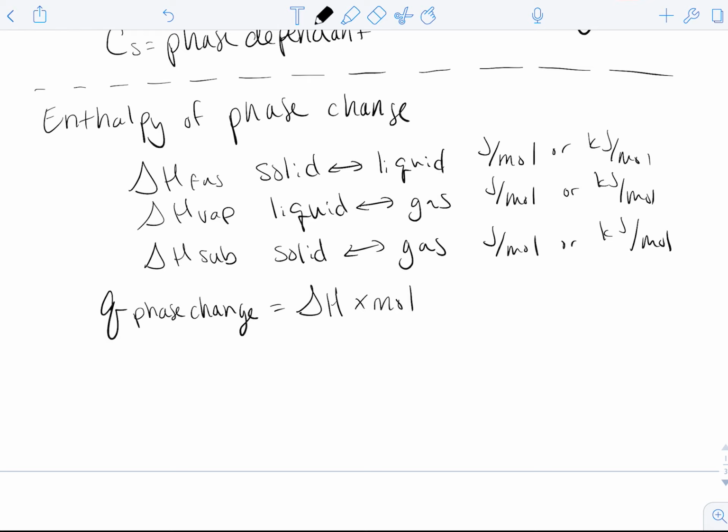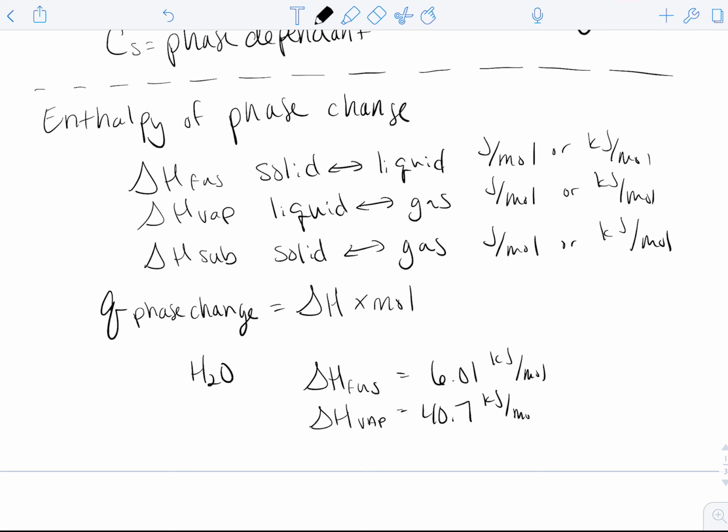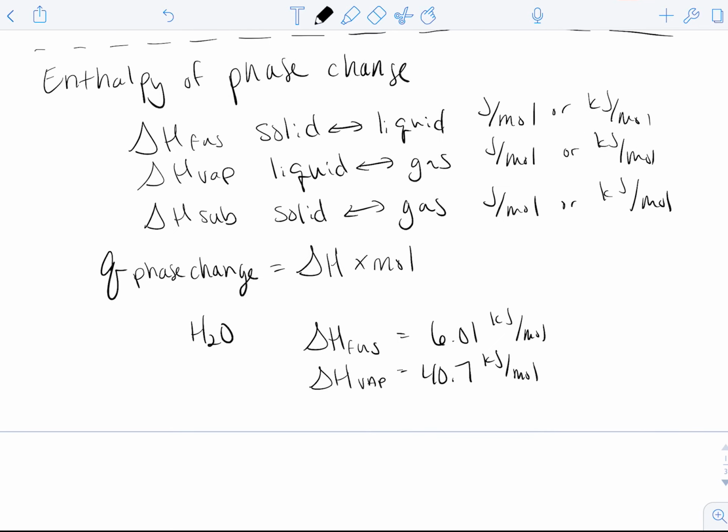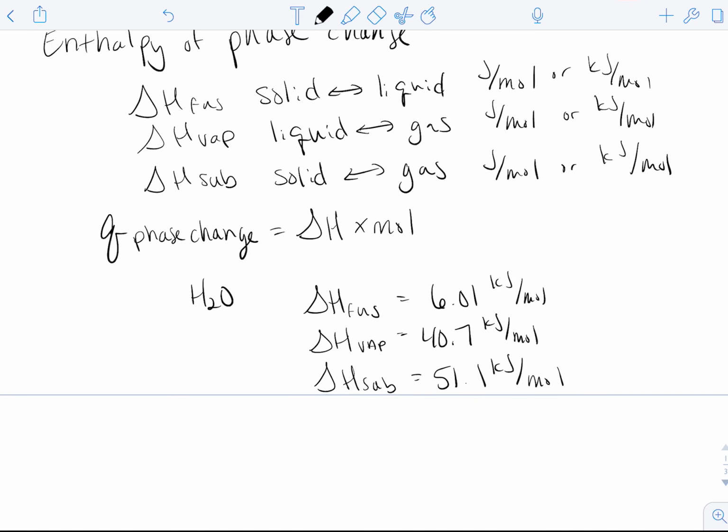Okay, to give some examples, we have water. Water has a delta H of fusion equal to 6.01 kilojoules per mole. It has a delta H of vaporization of 40.7 kilojoules per mole, significantly greater because now we're breaking all our intermolecular forces that hold water molecules together to get to a water vapor. And then our delta H of sublimation is significantly higher at 51.1 kilojoules per mole because now we're going directly from a solid to a gas.